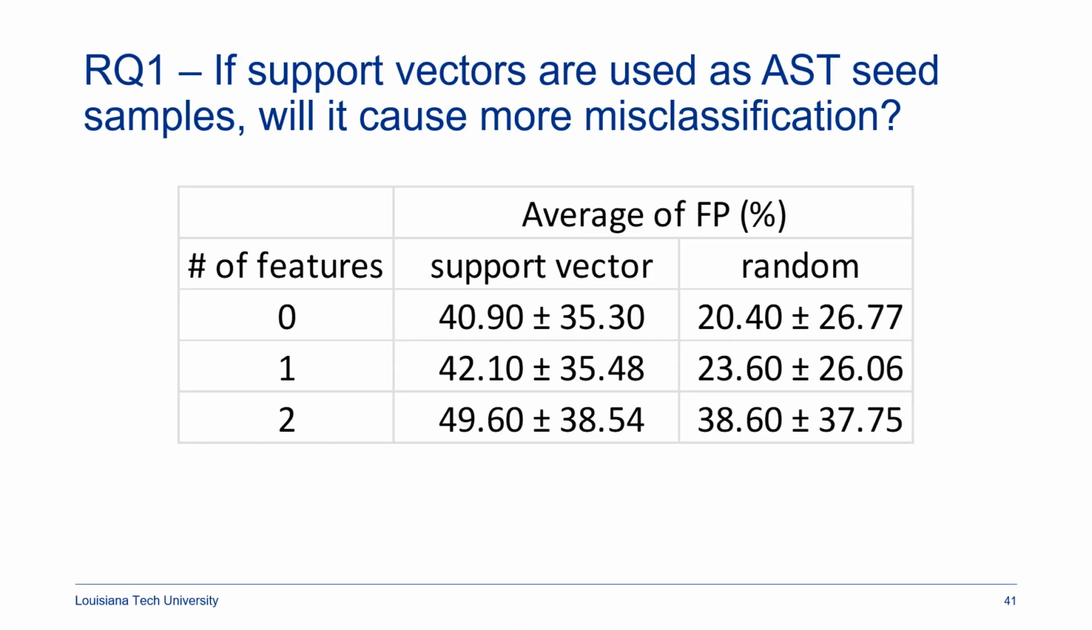The first research question was confirmed, as shown in this table. If support vectors are used as AST seed samples, then the percentage of false positives can go up to at least 10% in absolute number, or 25% relative to the randomly selected samples, and up to 20% in absolute number, or 100% relative to the randomly selected samples.